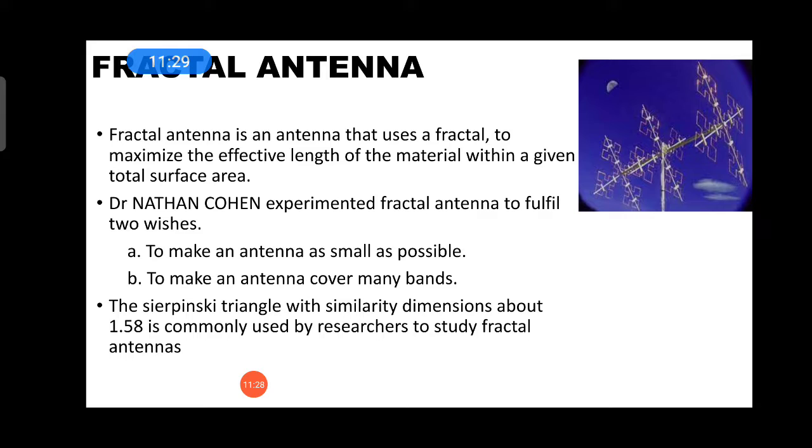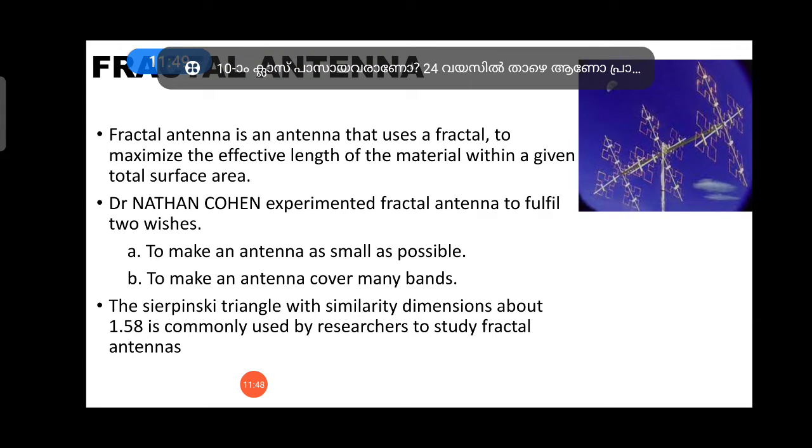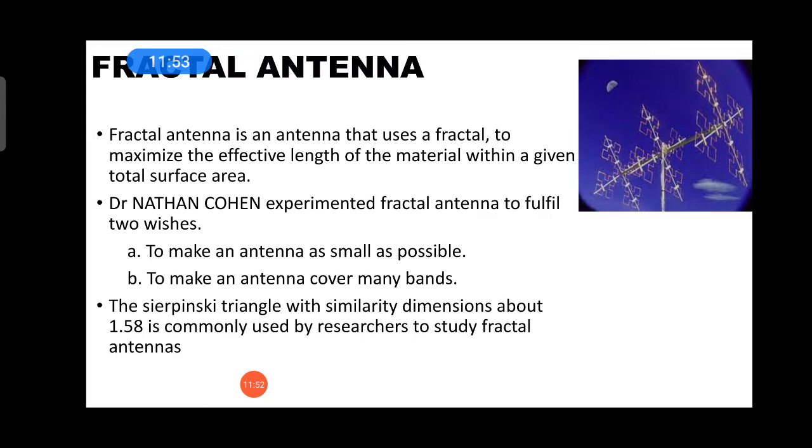Now we can see what a fractal antenna is. A fractal antenna is an antenna that uses a fractal to maximize the effective length of the material within a given total surface area. Their advantages are good multi-band performance, wide bandwidth and small area. The gain with small size results from constructive interference with multiple current maxima afforded by an electrically long structure in a small area.